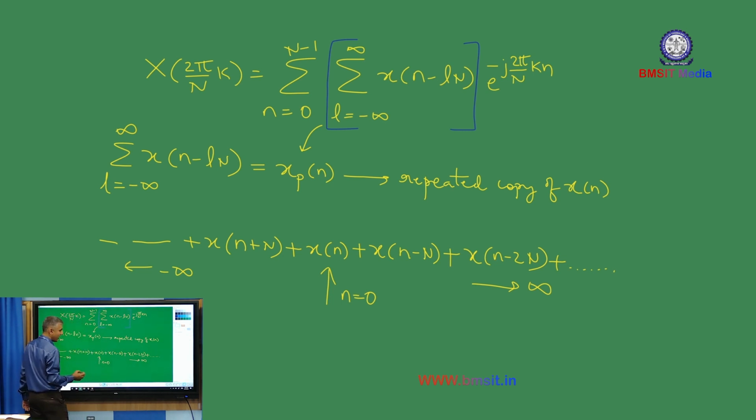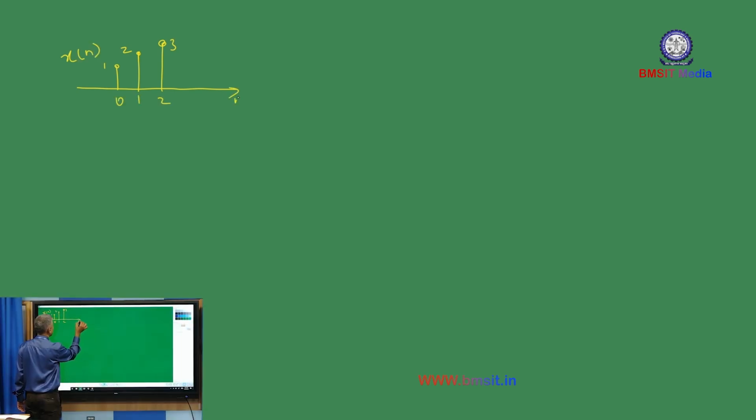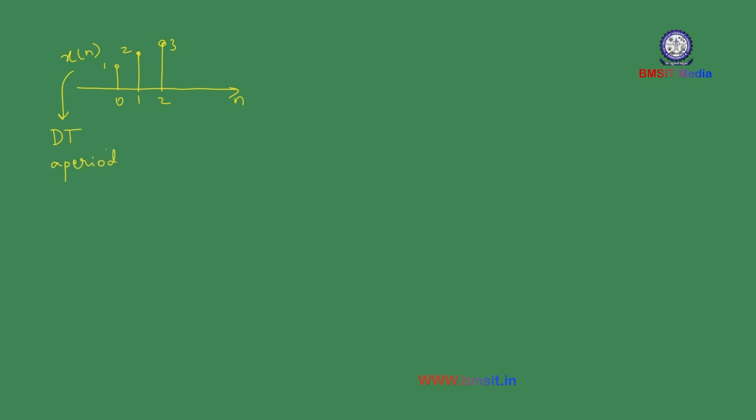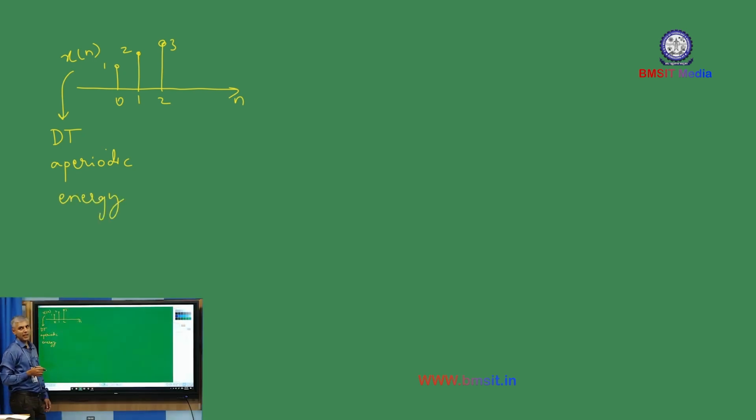If I consider an example for you, it can be considered this way: 1, 2 and 3. So what is this? This is the x of n that we are considering. This is the time axis n. So this is x of n. Please recall from a few of the previous slides that x of n is a discrete time aperiodic energy signal. So all these characteristics are satisfied in the representation that is shown.